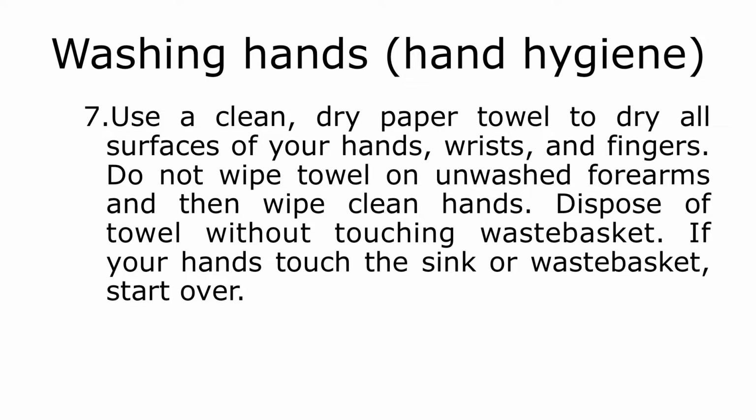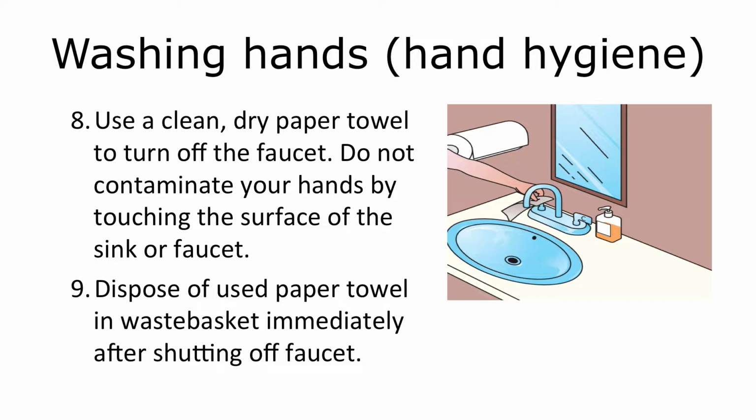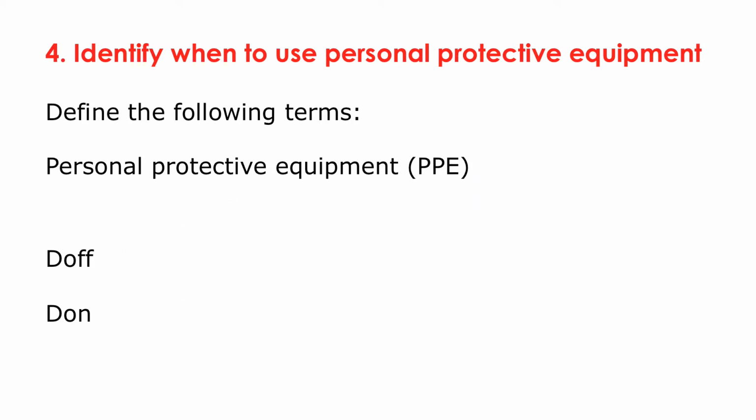Seven, use a clean dry paper towel to dry all surfaces of your hands, wrists, and fingers. Never wipe the towel on unwashed forearms and then wipe your clean hands. Dispose of the towel without touching the wastebasket. If your hands touch the sink or wastebasket, you have to start all over again. Next, use a clean dry paper towel to turn off the faucet. Do not contaminate your hands by touching the surface of the sink or the faucet right after you wash your hands. It defeats the purpose. Ninth, dispose of any used paper towel in the wastebasket immediately after shutting off the faucet. So that is the basic steps.